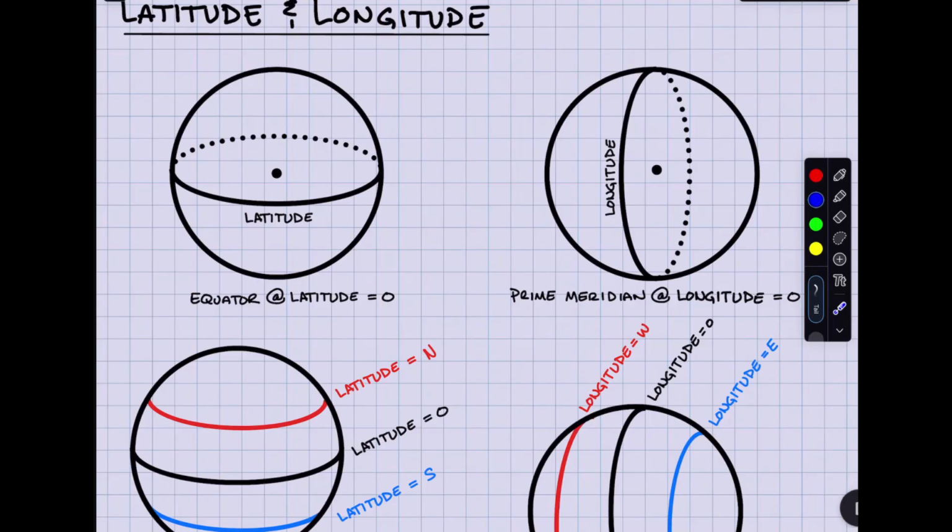So latitude. When the latitude is 0 degrees, it's the equator. Longitude at 0 degrees is the prime meridian. And from there, if you move up or down, it's north or south. And if we go east or west, then those are east or west.